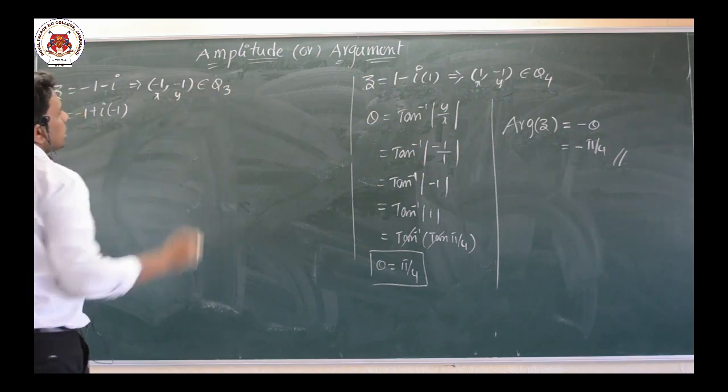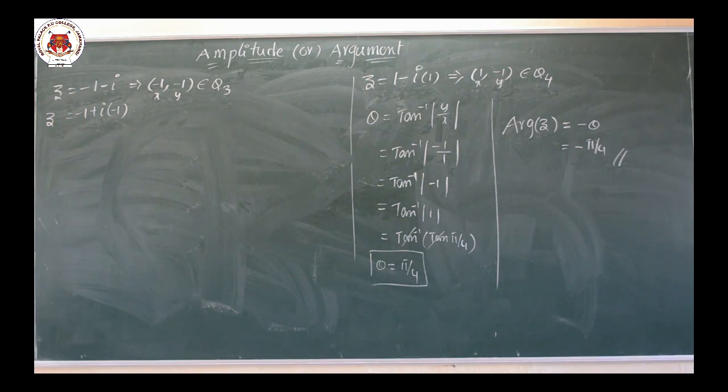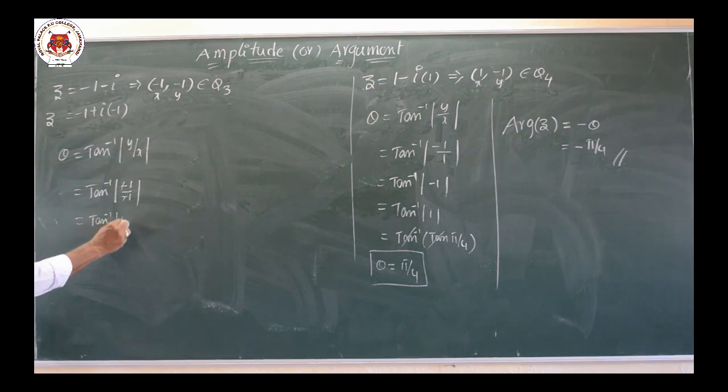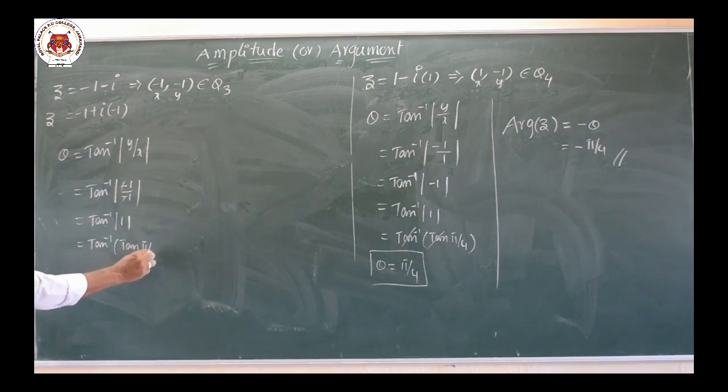Students, the x value is negative and the y value is also negative. Both negative happens only in the third quadrant. So first of all, the theta formula: theta equals tan inverse of mod of y by x. So tan inverse of mod of minus 1 by minus 1, the minus signs cancel. We can write this as tan inverse of 1. We know that tan inverse of 1 is pi by 4, tan inverse and tan cancel. So the theta value is pi by 4.